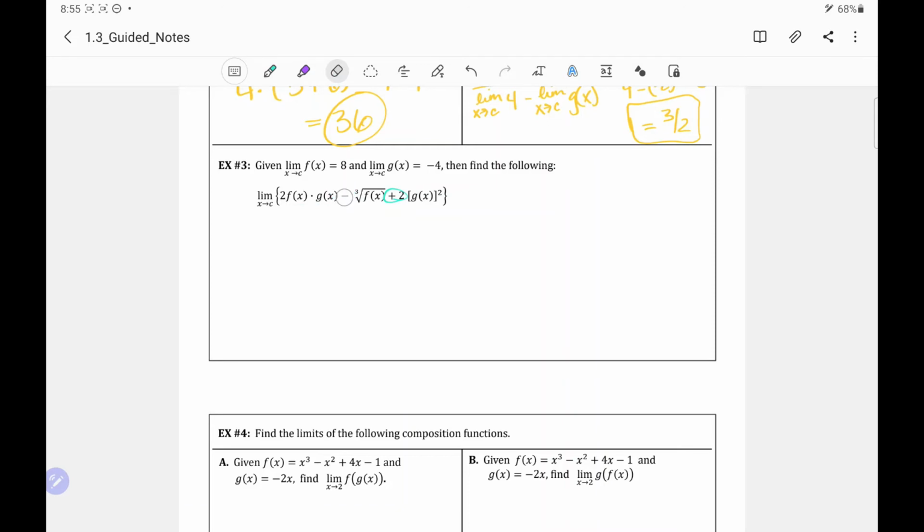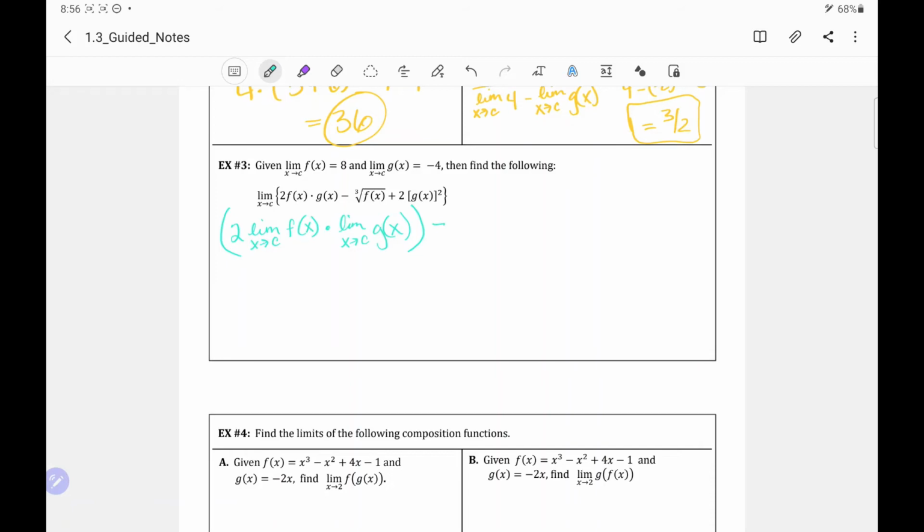So we basically have to use our order of operations and all of these properties to rewrite this. First, I've got the limit as x goes to c of 2 times f of x. So we bring out the coefficient, and we have the limit as x goes to c of f of x times the limit as x goes to c of g of x. That is in one big giant parentheses or bracket, however you want to write it.